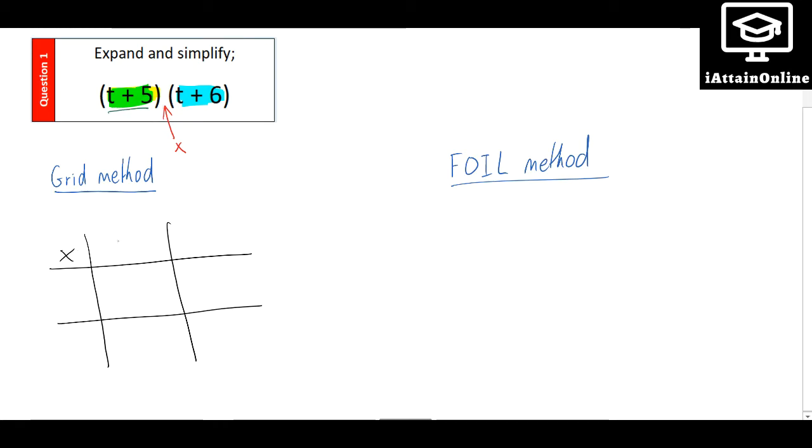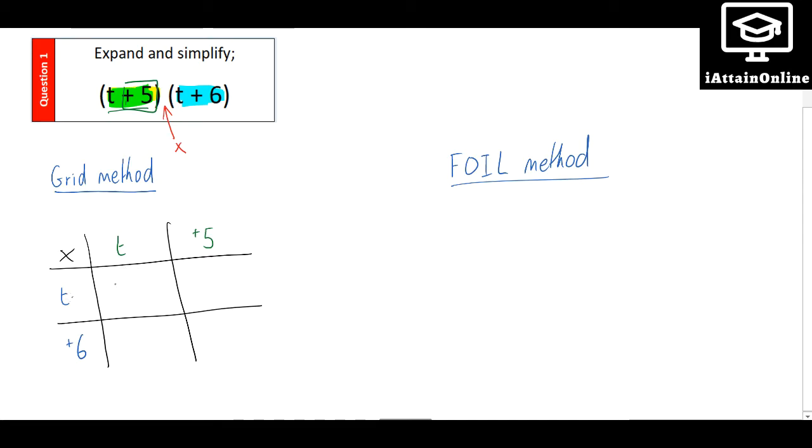So the first bracket, t, and I want you to include the sign that comes before the 5, and think of that as a positive 5. We're going to put that along the top, and then down the side I'm going to write t, and then positive 6. What I was trying to say a second ago is that it doesn't matter if you were to put t plus 6 along the top and t plus 5 down the side. It doesn't matter which way around they go. And then in each of these boxes, just like the grid method with numbers, I'm going to multiply the two terms.